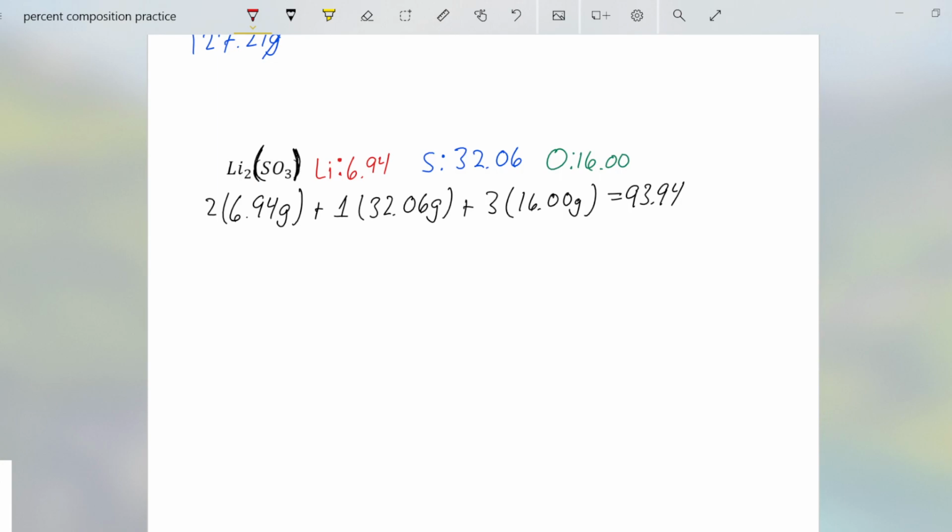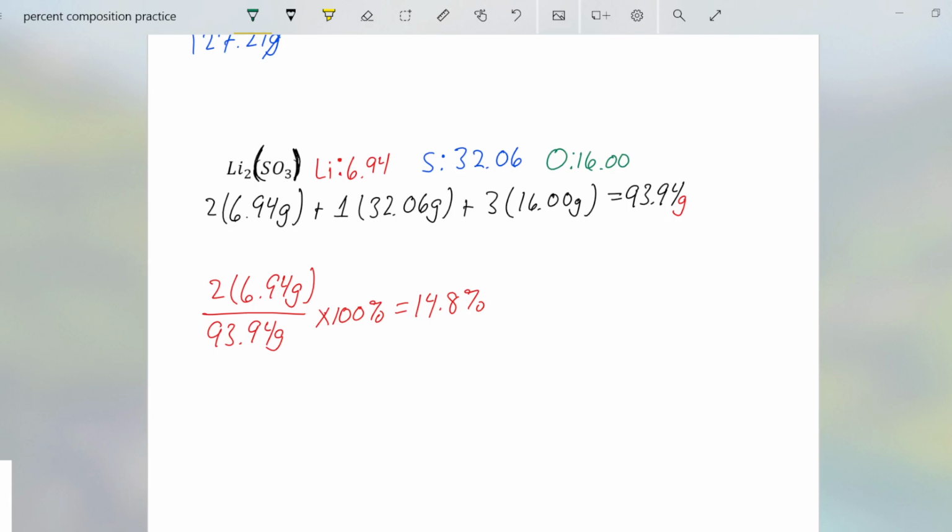So to calculate my percent composition for lithium, I take the number of lithium atoms, that is 2. I multiply it by the mass, 6.94 grams, and I divide that by 93.94 grams. I forgot my grams up here. We'll put it up there in red. Multiply it by 100, and the answer is 14.8%. And that makes sense because even though there's 2 of them, these lithiums are very, very low in the periodic table, and so they're very, very light, and so they wouldn't really contribute much mass to a molecule.